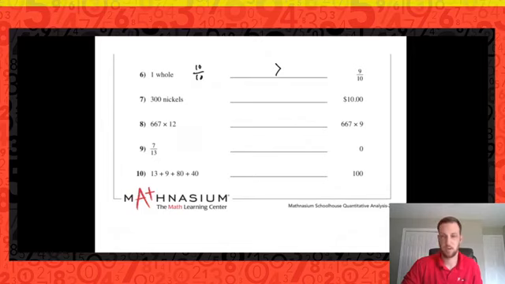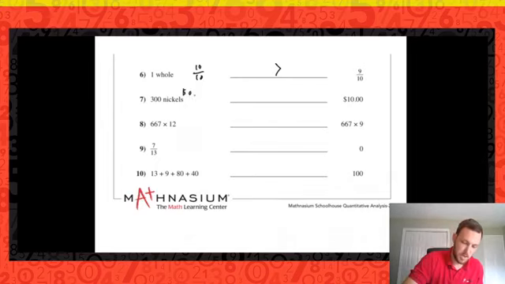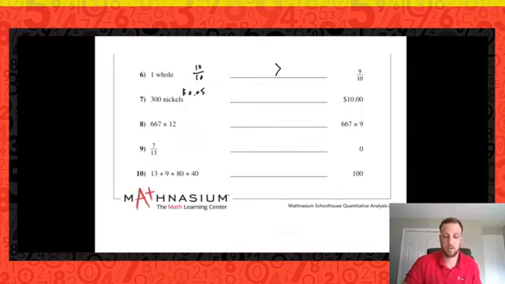All right, 300 nickels, is that less than, greater than, or equal to $10? A nickel is 5 cents. We know that. So 300 times 5 is how much? Well, we can think about how many nickels make $1.